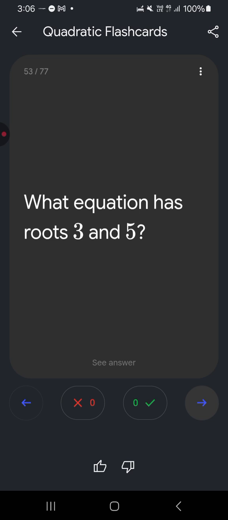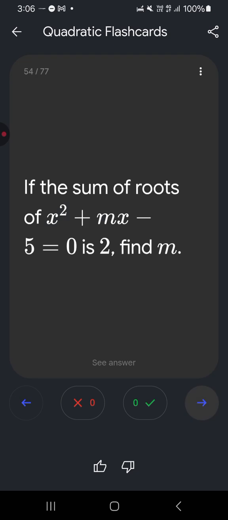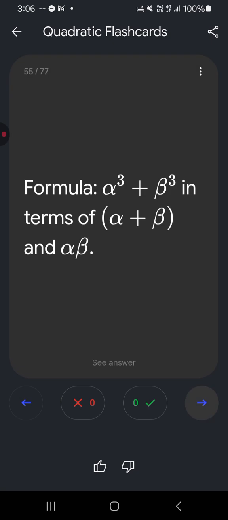What equation has roots 3 and 5? X square minus 8x plus 15 is equal to 0. If the sum of roots of x square plus mx minus 5 is equal to 0 is 2, find m. M is equal to minus 2.